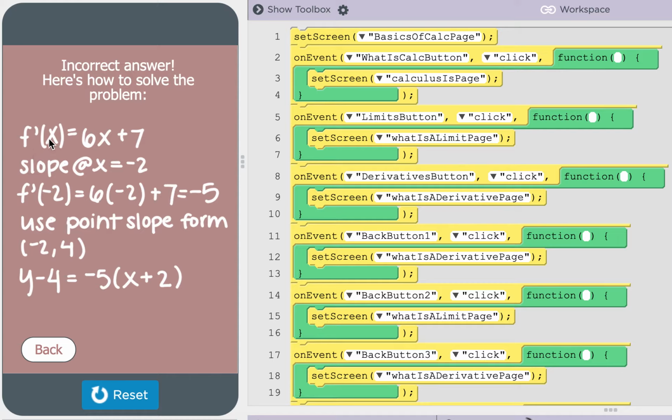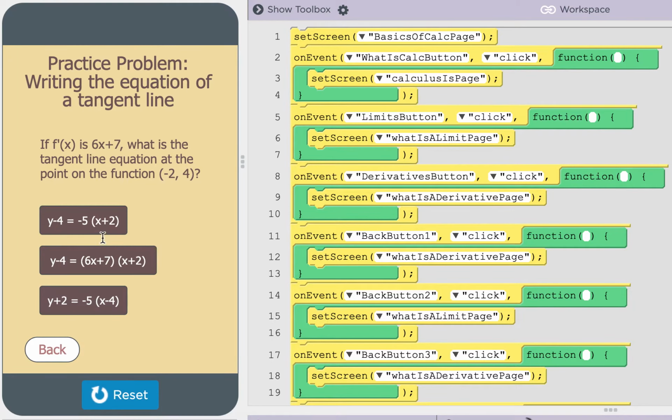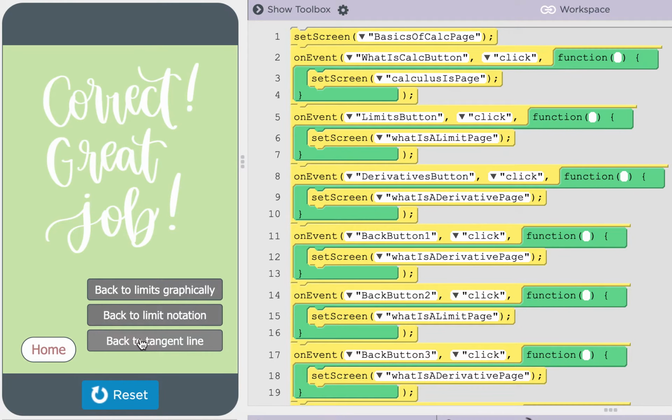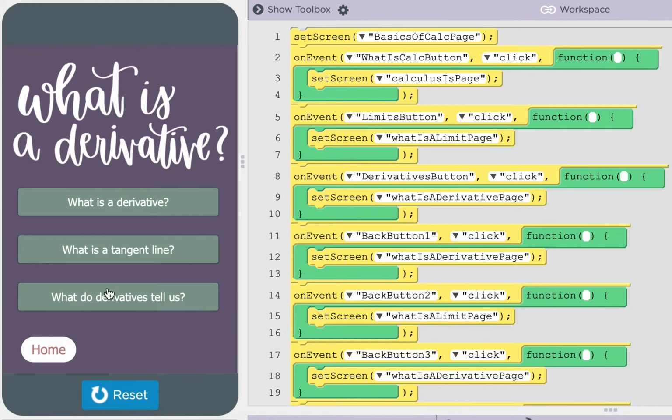It explains that to find the slope at x equals -2, you need to plug -2 into that derivative, find f prime of -2, which is 6 times -2 plus 7, which equals -5, and then you use point-slope form at the point -2, 4 to get the equation of the tangent line: y minus 4 equals -5 times x plus 2. So then you can get it correct and go back to the tangent line.